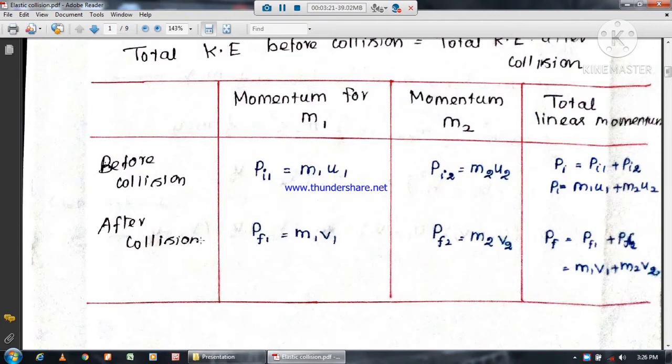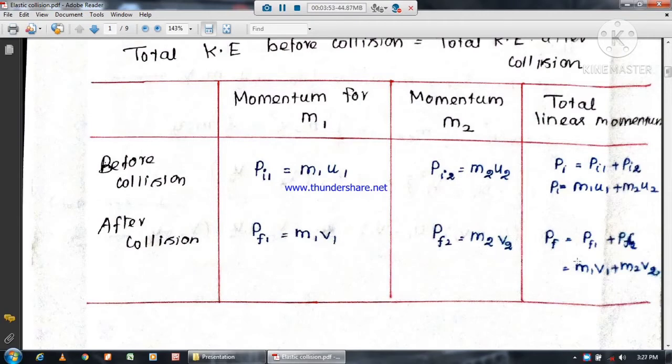Now we are going to find the total linear momentum after collision. So after collision the momentum of the first body, that is pf1, f is the final, is equal to m1 v1, and for the second body the momentum pf2 is equal to m2 v2. So total linear momentum after collision is pf1 plus pf2, that is pf is equal to m1 v1 plus m2 v2.